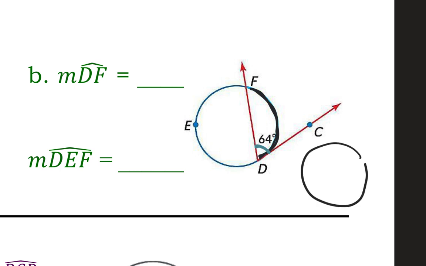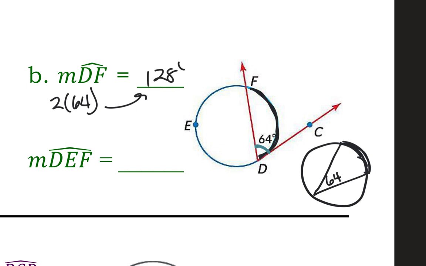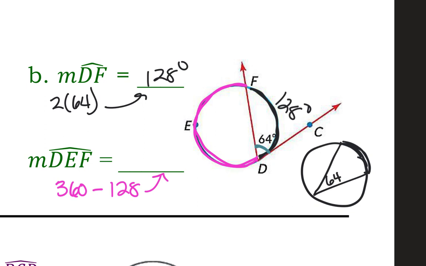Mind you, this is the same thing as seeing this. So if this was 64, you'd have to multiply by 2 to get your arc. So what's 2 times 64? 128 degrees. Now we need that 128 because just like the last one, this one's going to ask for the other arc, DE to F. How would you find the other arc? Subtract. So what am I subtracting from 360? The 64 or the 128? The 128. Good. What would the difference be? 232 degrees. Good.